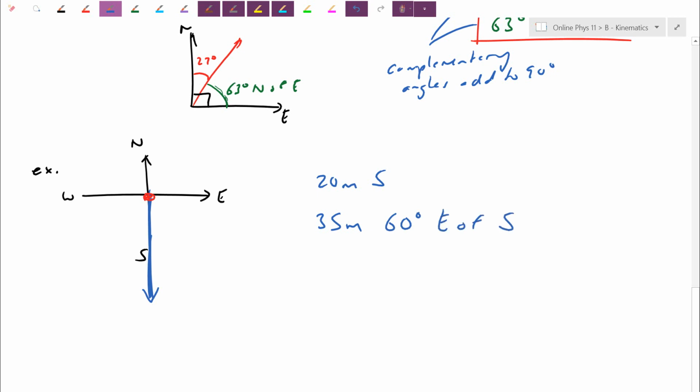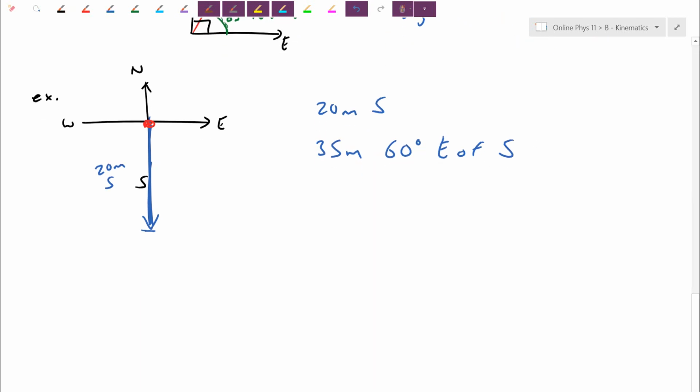Both of these vectors individually are easy to do, right? The first one here is 20 meters south. So from the school, you end up walking 20 meters south. Now you happen to be 20 meters south from there. The other vector happens to be a diagonal. The other one is in the southeasterly direction. So for a coordinate system here, it's going to be something like that.